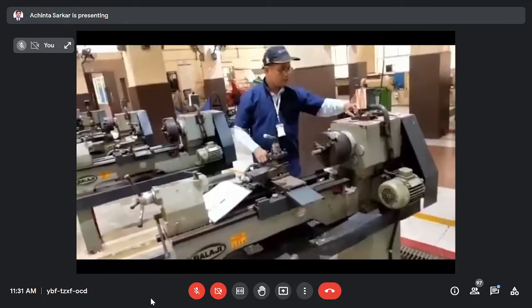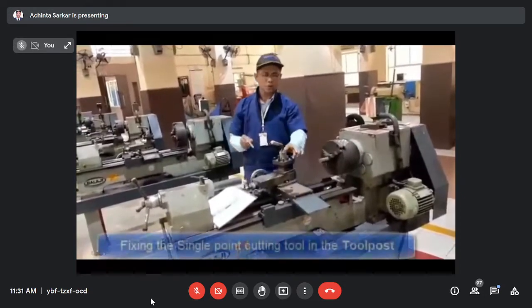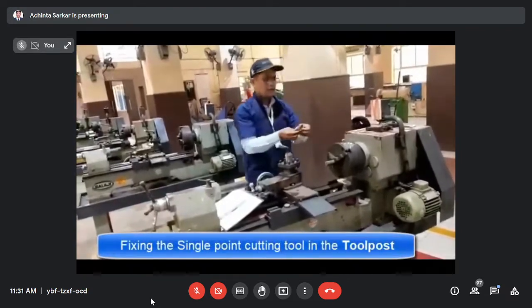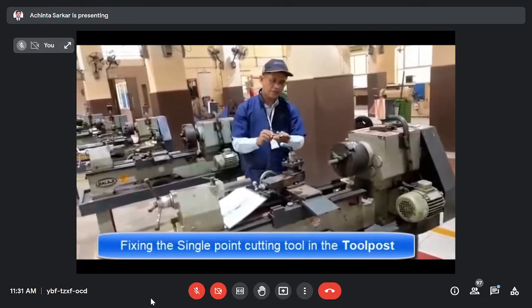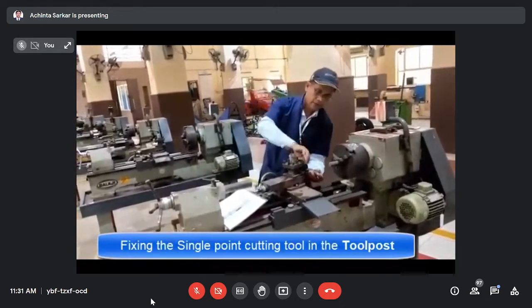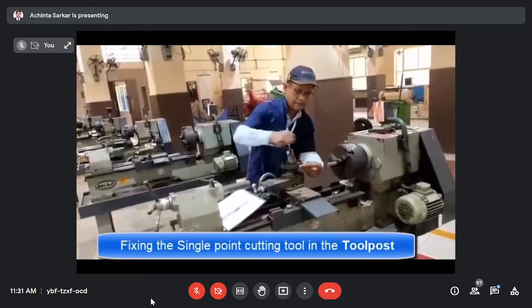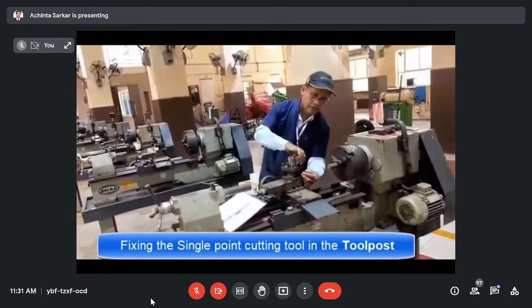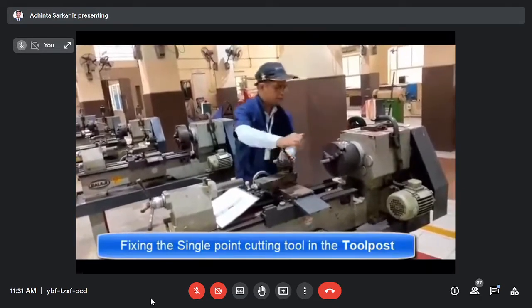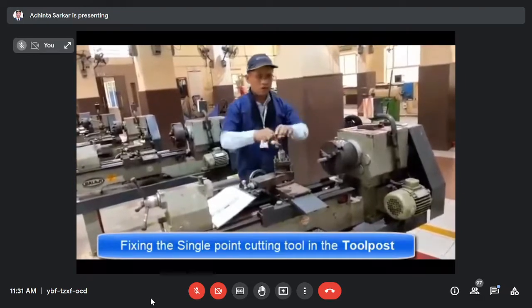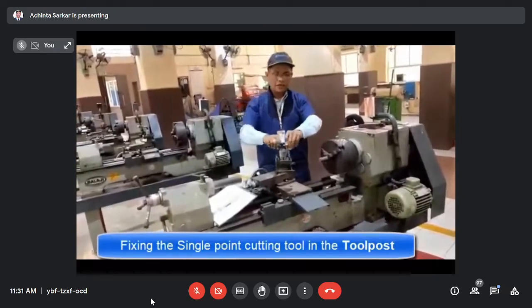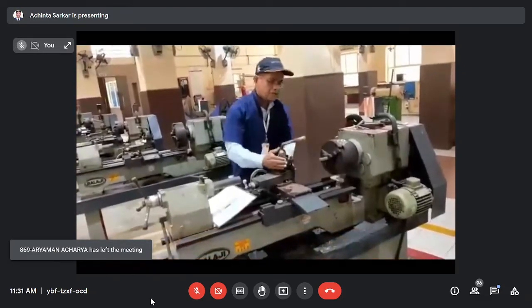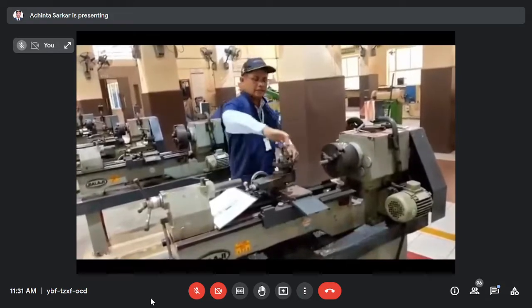Then you have to fix the cutting tool in the tool post, this part labeled tool post. I am holding it, and you have to set this cutting tool at the proper center height. And you have to tighten the cutting tool with the help of the tool post key. First tighten, then set the cutting tool perpendicular to the axis of the workpiece, then tighten it.